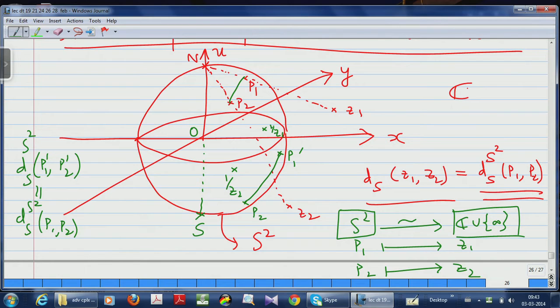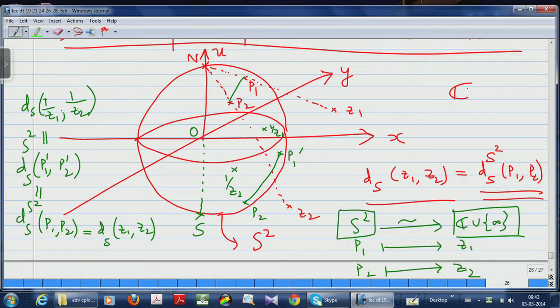You see, this one on top is the spherical distance between 1 by z1 and 1 by z2, and this one in the bottom is the spherical distance between z1 and z2. Okay, and the spherical distance is invariant under inversion. The way I have drawn it, I have taken z1, z2 in the complex plane, but you can make one of them or even both of them infinity, and it still works.